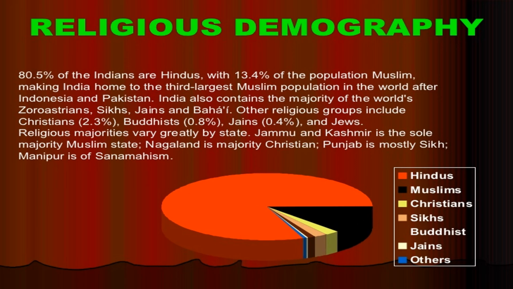Fine. So religious majority varies greatly by states. Jammu and Kashmir is the sole Muslim majority state. So in this slide we observe that Jammu and Kashmir is the Muslim majority state, whereas Nagaland is majority Christian, Punjab is mostly Sikh, and Manipur is of Sanamism.